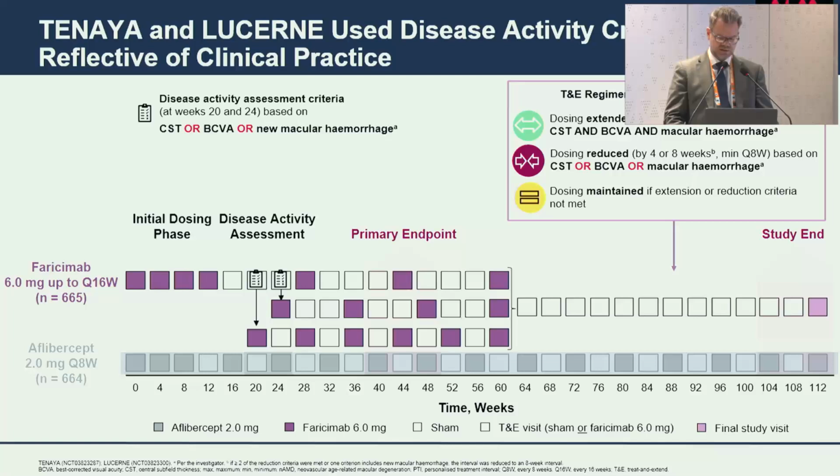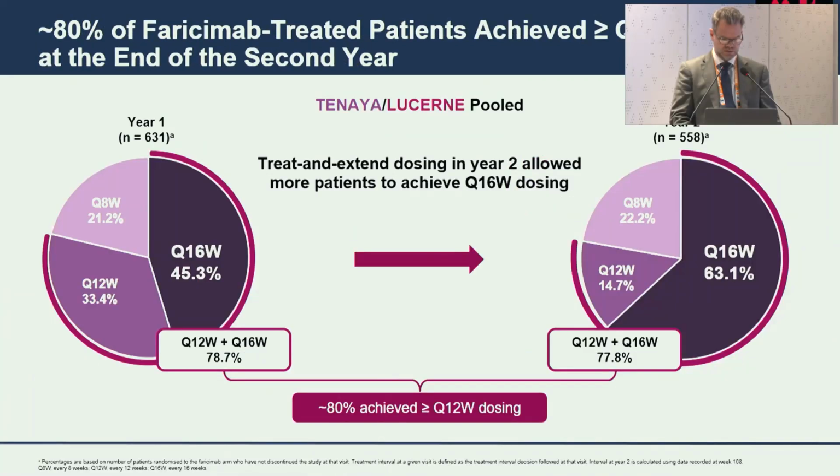And we switched then to what we call a PTI, or a patient treatment interval, which again, based on CST, BCVA, and macular hemorrhage, allowed the investigator to either extend the patient by 4 weeks up to a maximum of 16 weeks, or reduce the treatment interval down to a minimum of Q8 weeks to the study end, which was at 112 weeks.